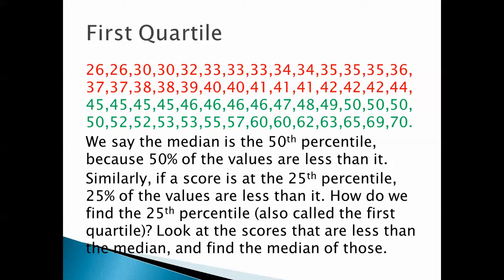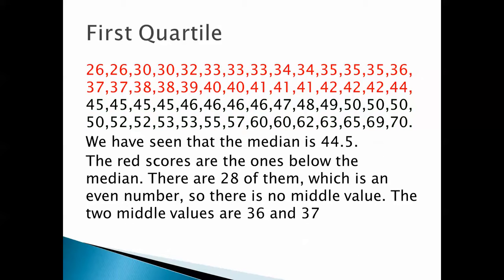Similarly, if the score is at the 25th percentile, 25% of the values are less than it. How do we find the 25th percentile, also called the first quartile? Look at the scores that are less than the median and find the median of those. Again, the median is 44.5. The red scores are the ones below the median. There are 28 of them, which is an even number, so there is no middle value.